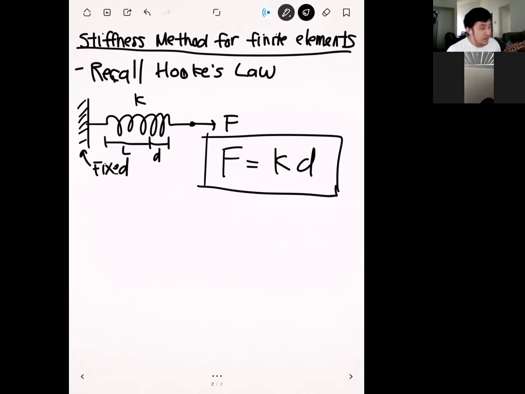Hopefully this jogs some memories from a previous physics class or a previous structural mechanics class. What Hooke's law says is that if you have some kind of applied force, so we have an applied force F, we're taking the spring and pulling on it, that's something we're applying. Then as a result of that applied force, the spring is going to deform, so this D right here is the displacement of the spring.